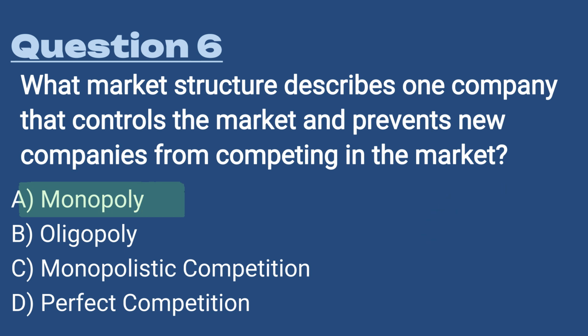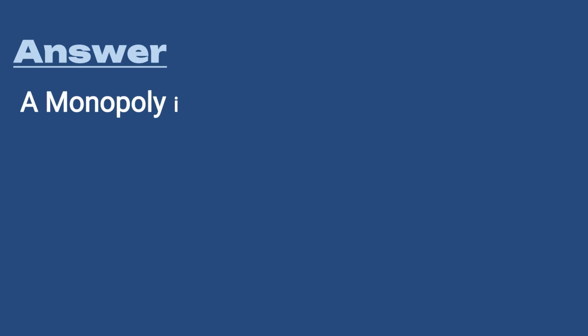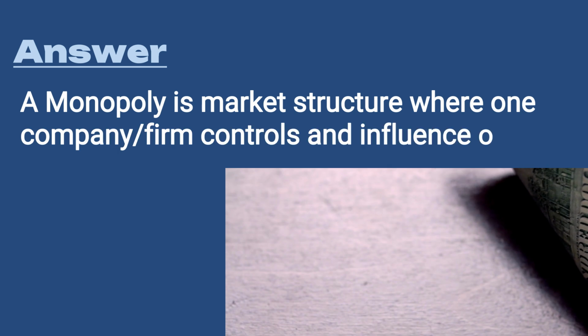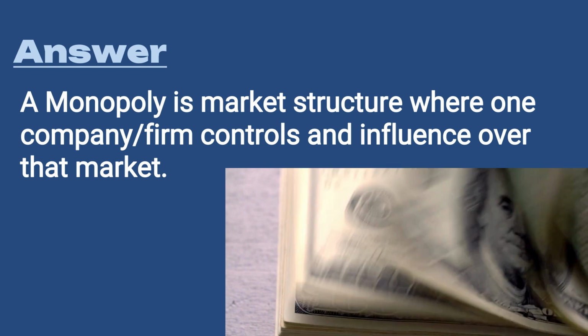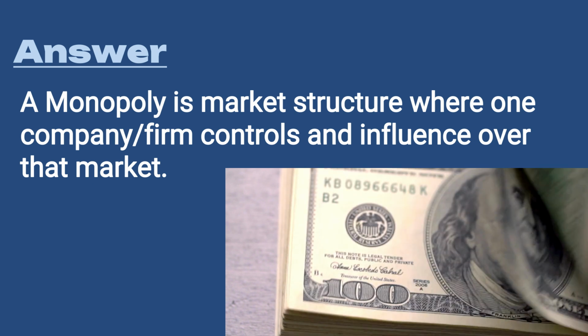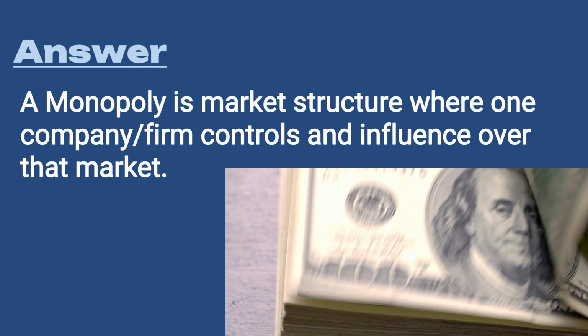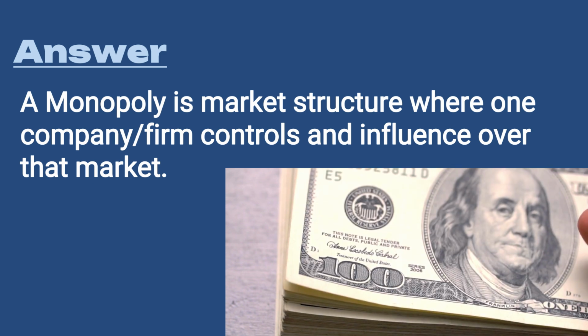The answer is A, monopoly. A monopoly is a market structure where one company controls and influences the entire market. They have price controls. They have no competition. In the United States, if you're determined to be a monopoly, the government can break up your company.